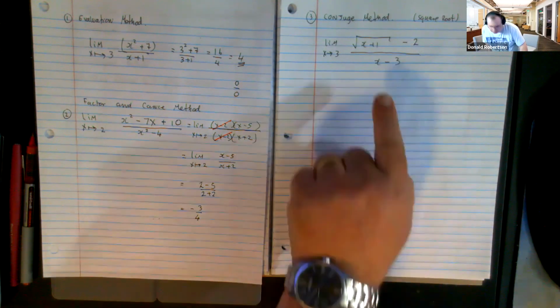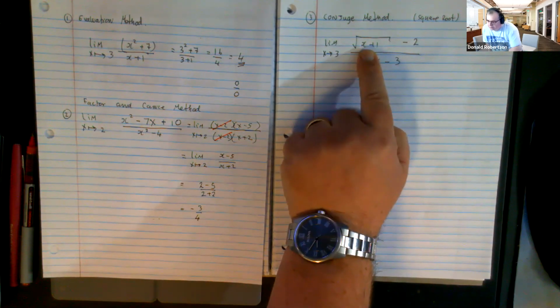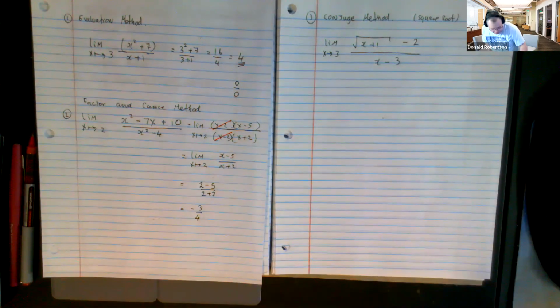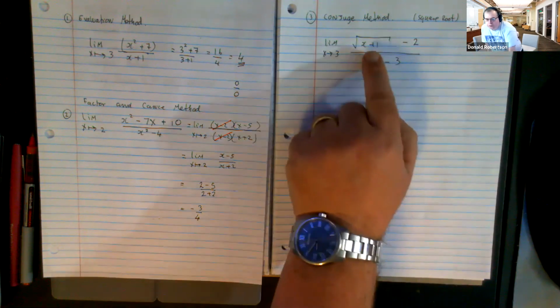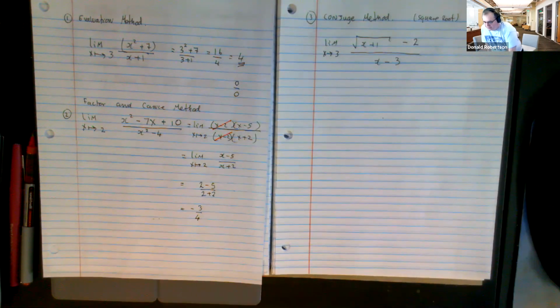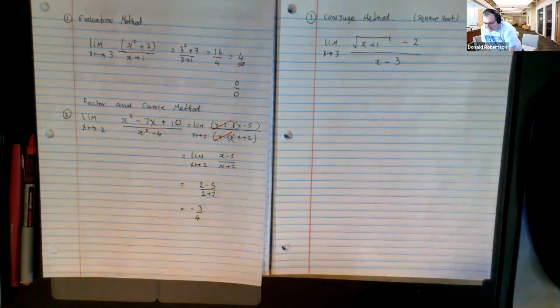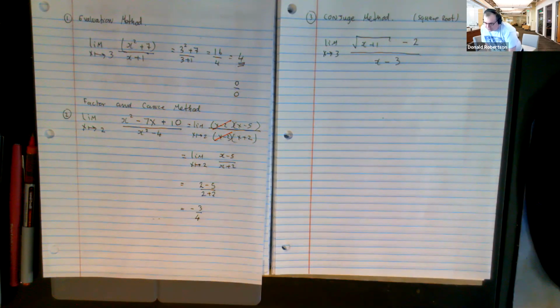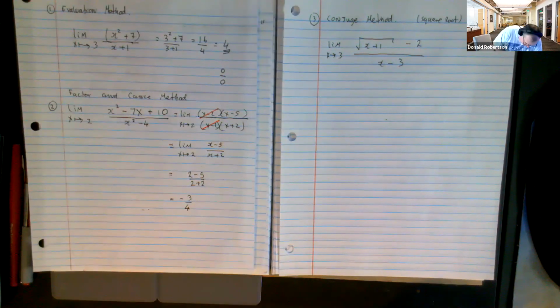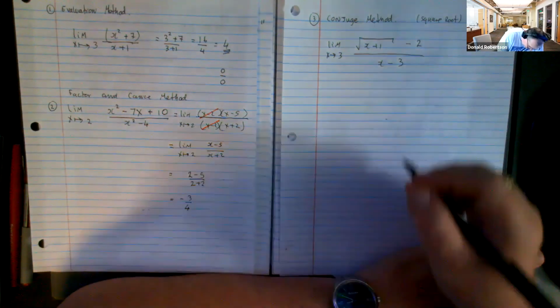Can you trust me? If you evaluate this, you get 0/0, right? So the evaluation method works. Would you also say there's no way in the world that's ever going to factor, because you don't factor things that look like that, right? So you kind of know it's not the first two methods, and you're running short of methods, aren't you? Because there's only 2 more to go, and this is a conjugate method. So what on earth do you do?